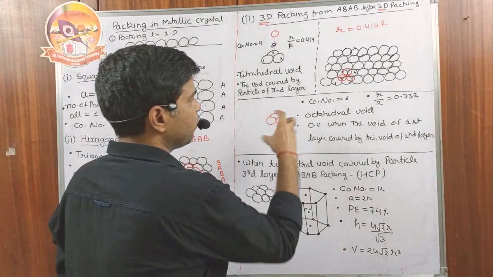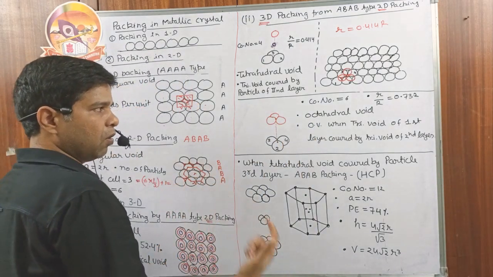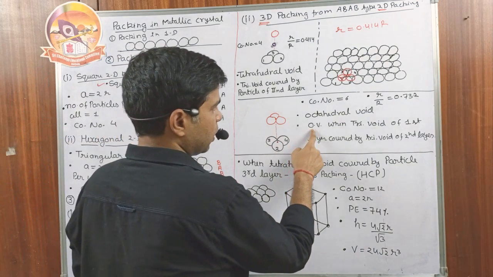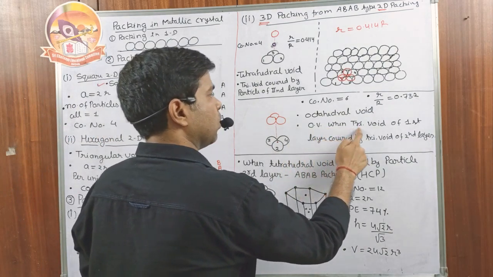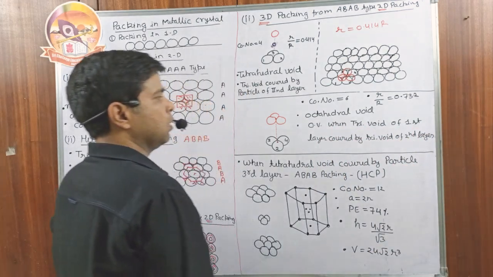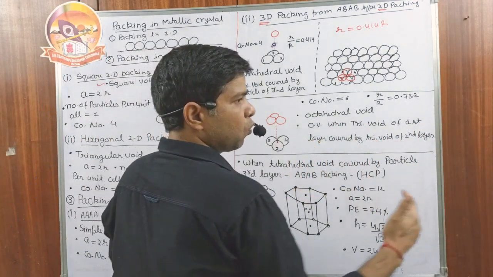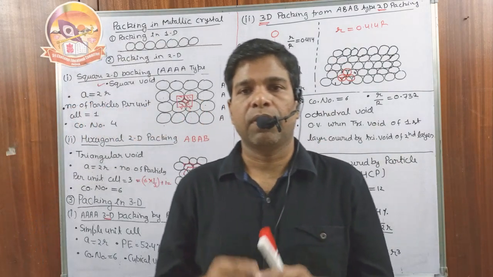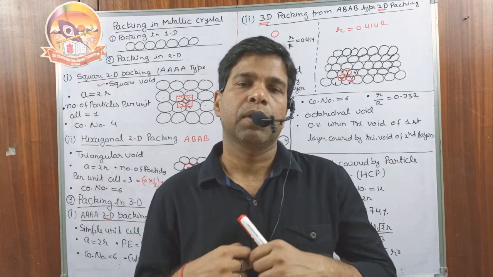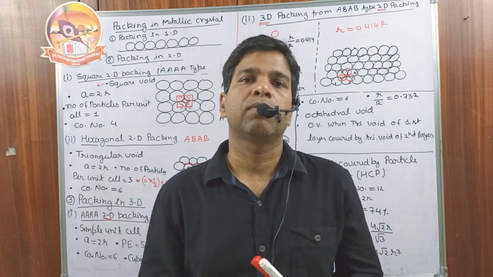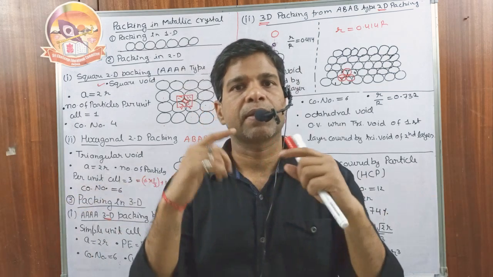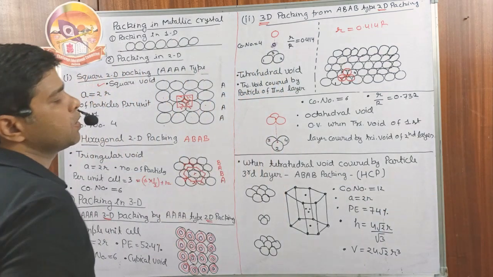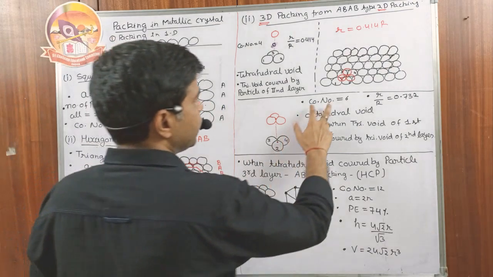This kind of arrangement is called the octahedral void. How do we have the octahedral void? Octahedral void forms when the triangular void of the first layer, that may be apex down, is covered by the triangular void of the second layer, that may be apex up. This is the structure we have. Coordination number is 4.